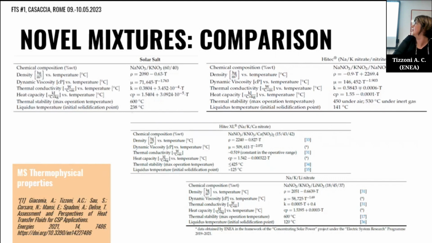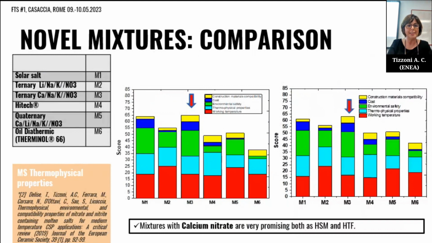Here I reported some thermophysical properties of the main commercial and studied mixtures that we published in a paper. And summarizing all the 5 steps that we have followed to choose a novel mixture, just to compare and underline which is more important, we summarized all these results in a paper. I reported all the references here, and we can say that mixtures with calcium nitrate are very promising both as HSM and as HTF.